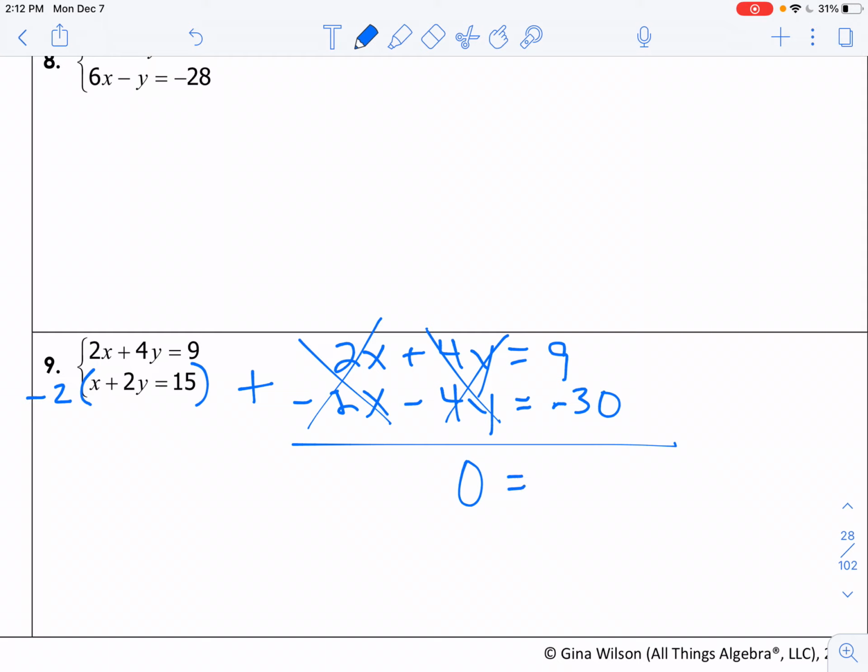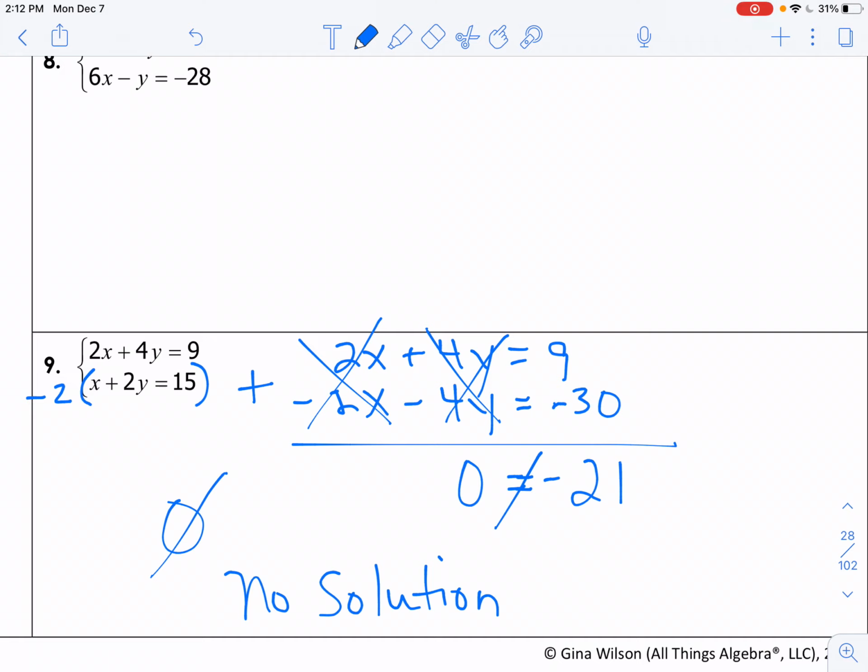9 minus 30 is -21. So if you ask yourself, when does 0 ever equal 21? Well, never. It doesn't equal 21, so we put that line through it. That means this is a no solution. And if you remember, when we graph those, a no solution gives you parallel lines on a graph. They never intersect. Okay, so that's a no solution on that one.